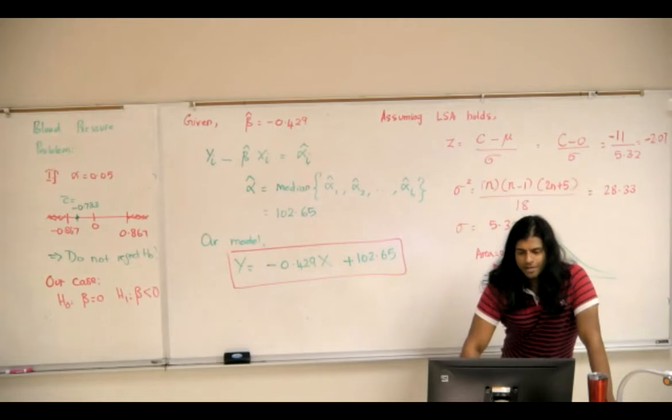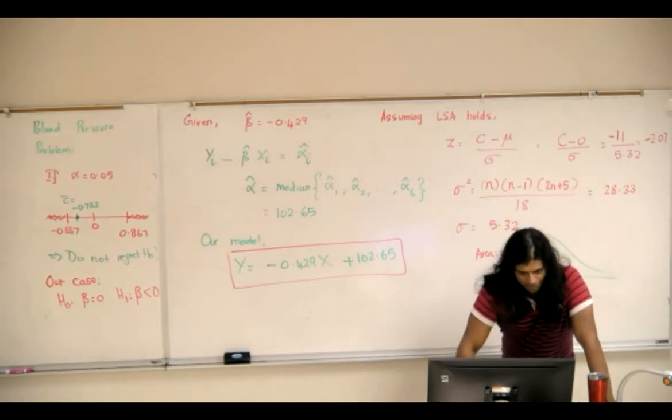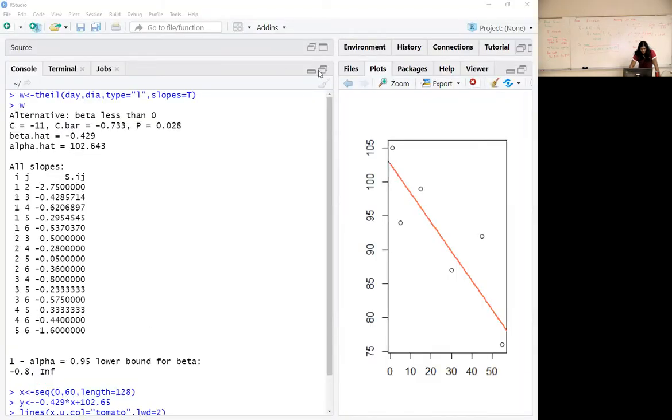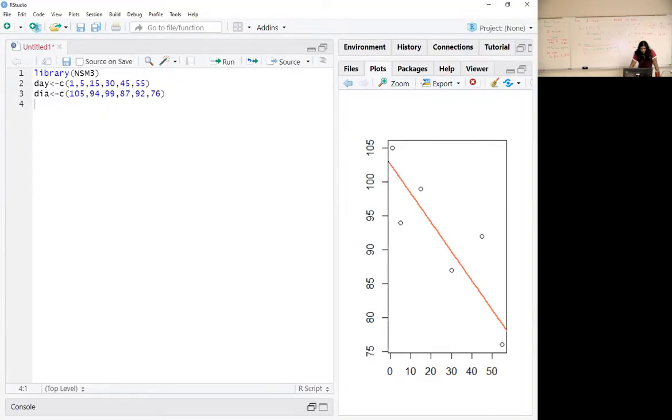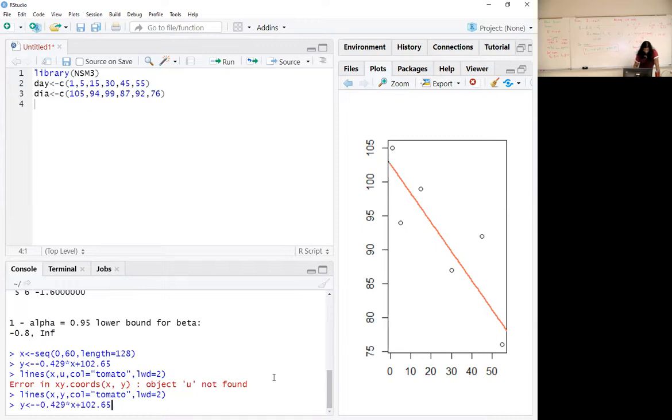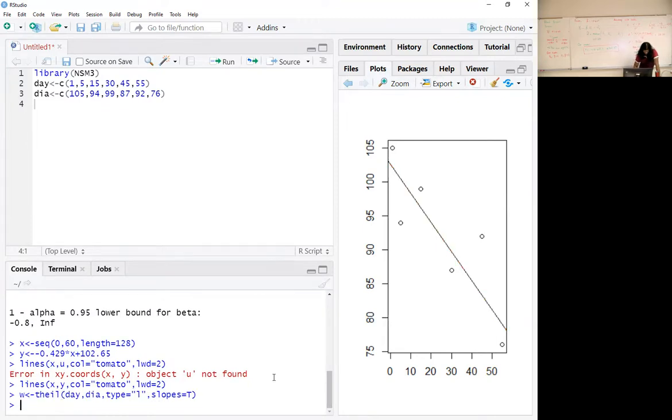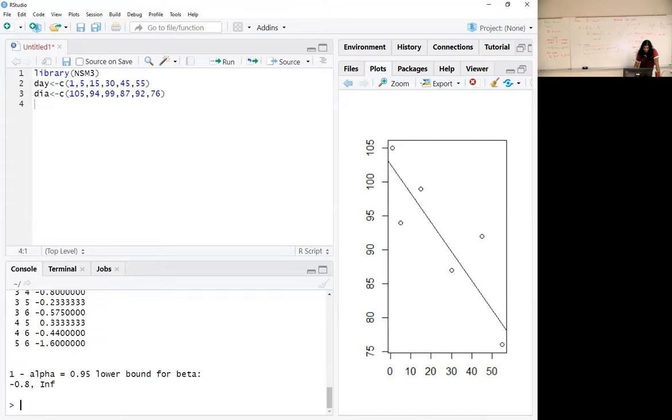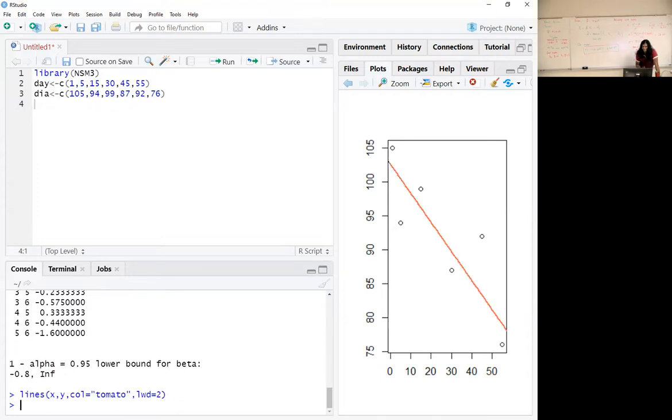So the line that the program gives us is the same as the one that we got from the test. A little bit of rounding, and you get the same line, right? Because it's in R, there's no rounding.